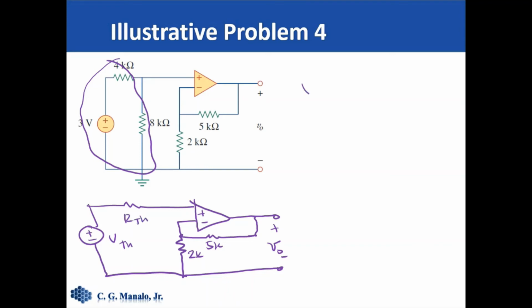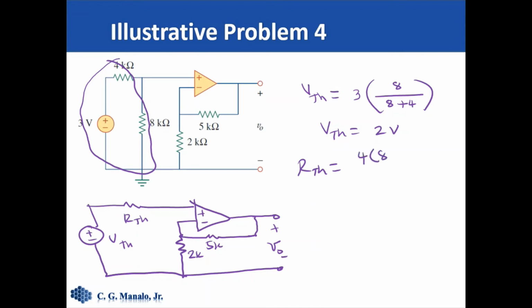We can compute for VTH using voltage divider. So this is 8 kilo ohms, 8 plus 4 kilo ohms, and that should give us 2 volts. For RTH, after shorting out the input voltage, that should give us 4 parallel with 8, and this should give us 8 thirds ohms.